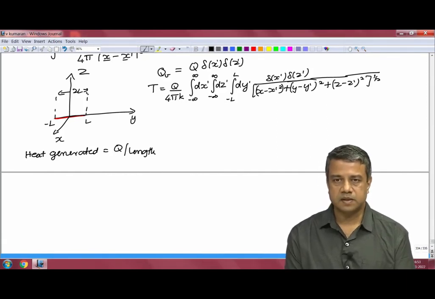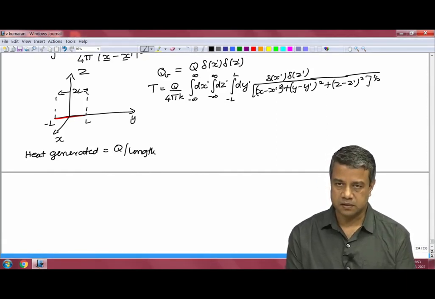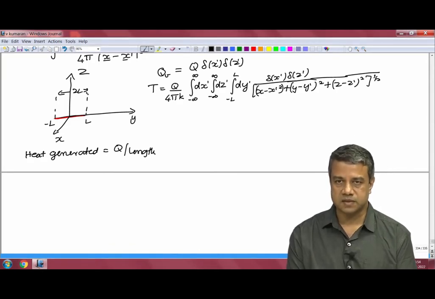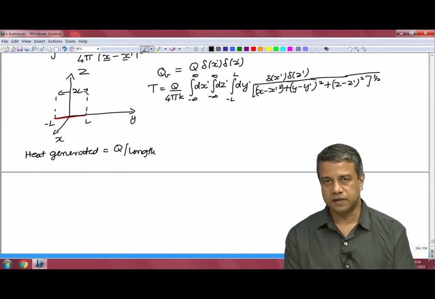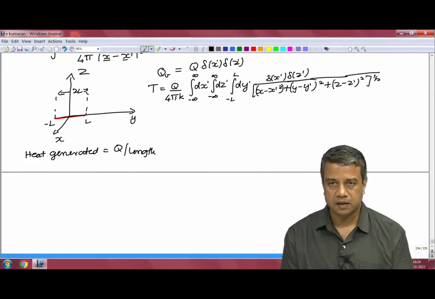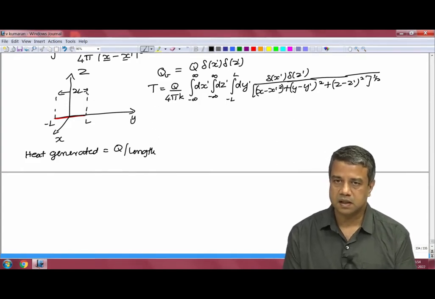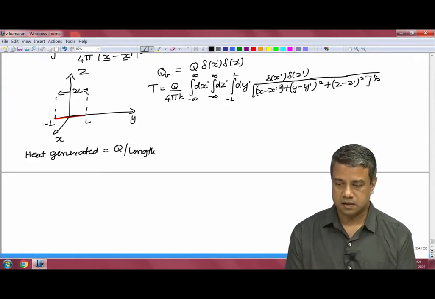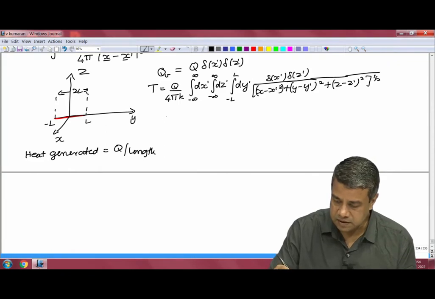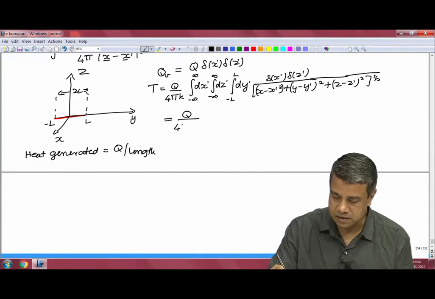Now, delta of x prime is non-zero only when x prime is 0, otherwise delta of x prime is equal to 0. Therefore, I can remove the delta function and the integral and just replace x prime equal to 0 in the integrand. That is how you simplify the delta function. You remove delta and the integral and set x prime equal to 0 in the integrand. Do the same thing for the z direction. And so, this delta function times the integral will just give me the value of the integrand at x prime equal to 0 and at z prime equal to 0.